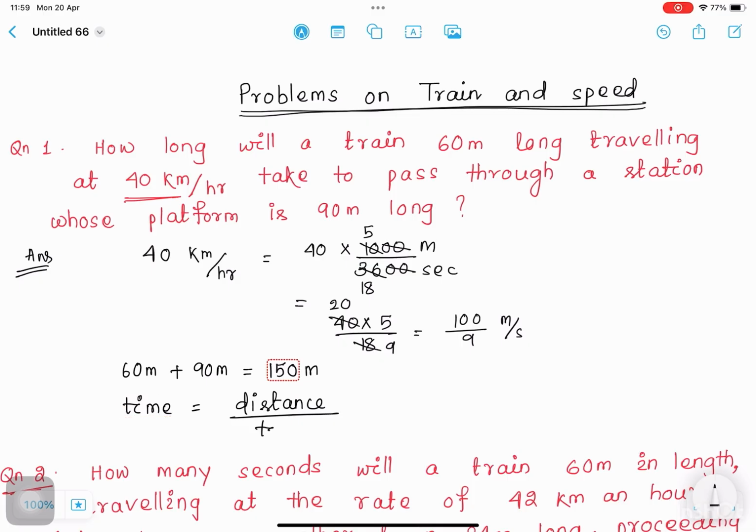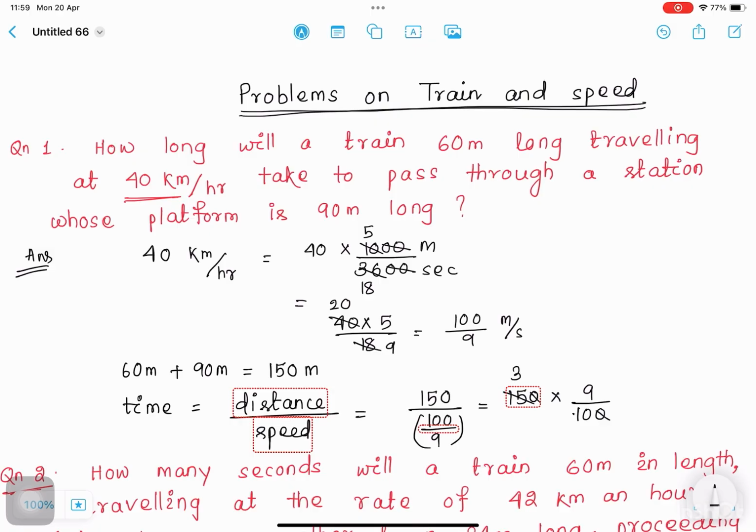Time equal to distance by speed. So here distance is 150, speed is 100 by 9. So we can write 150 into 9 by 100. Then we will get the answer.